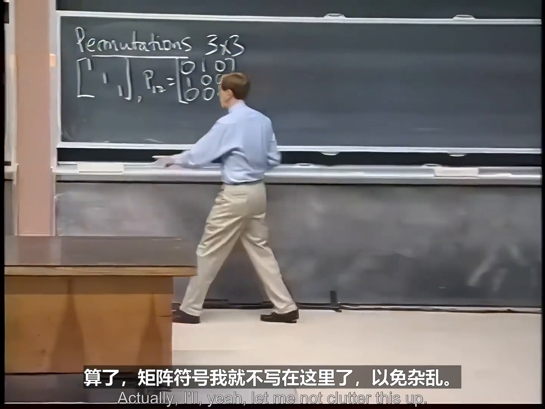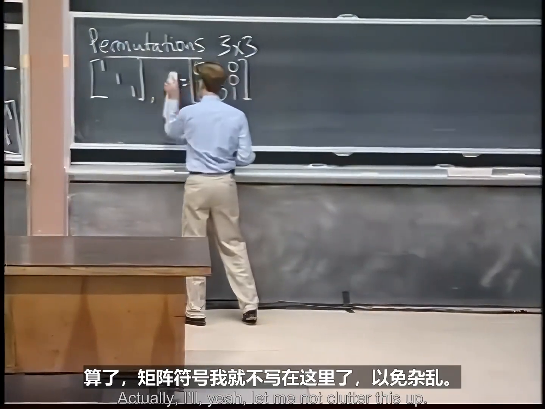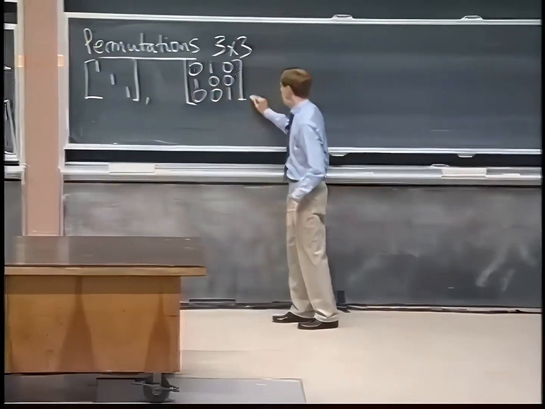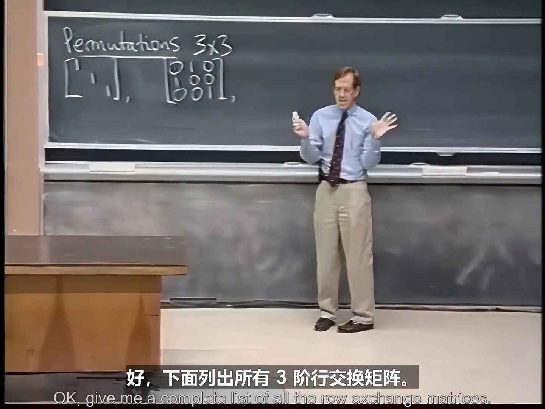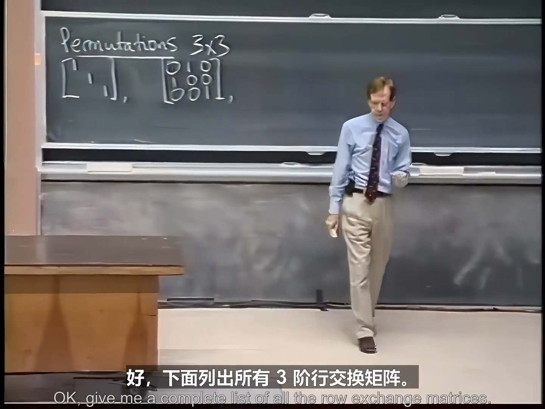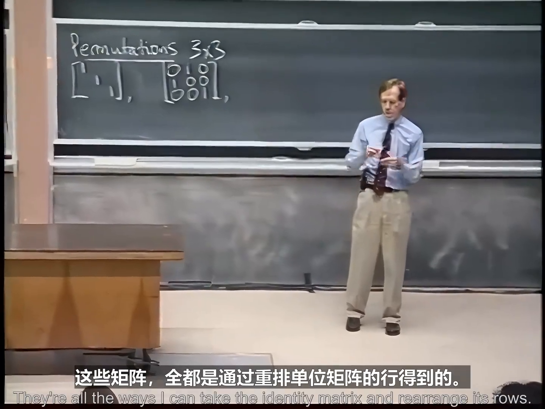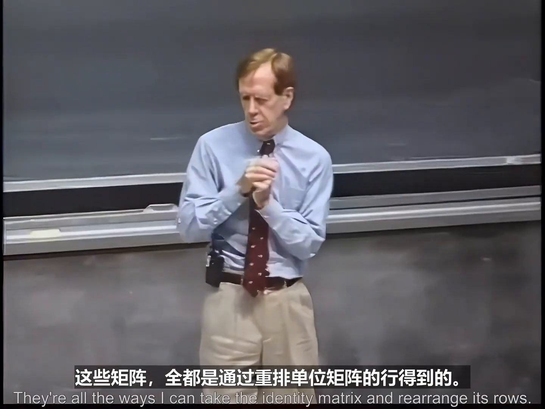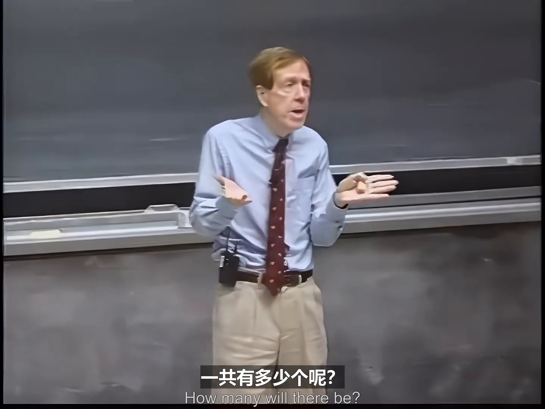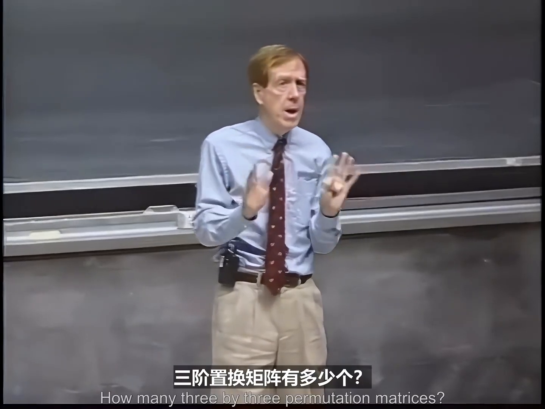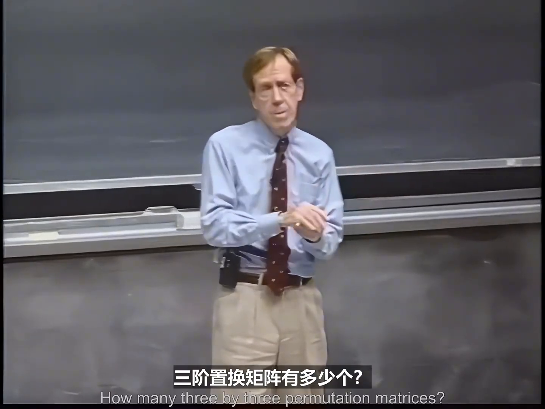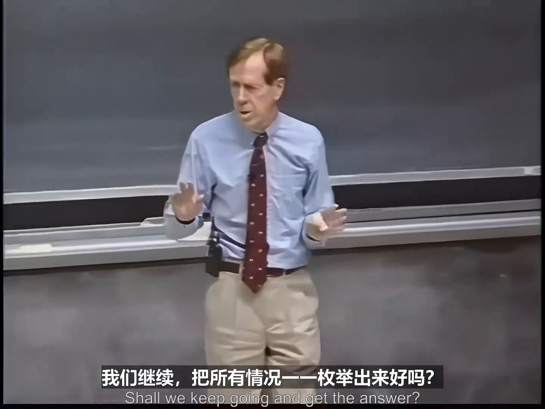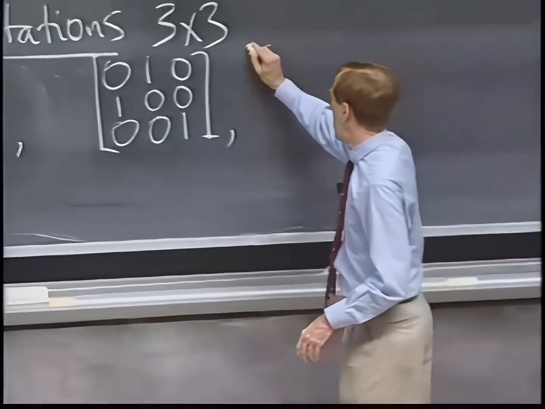Okay, actually let me not clutter this up. Okay, give me a complete list of all the row exchange matrices. So what are they? They're all the ways I can take the identity matrix and rearrange its rows. How many will there be? How many 3 by 3 permutation matrices? Shall we keep going and get the answer? So tell me some more.